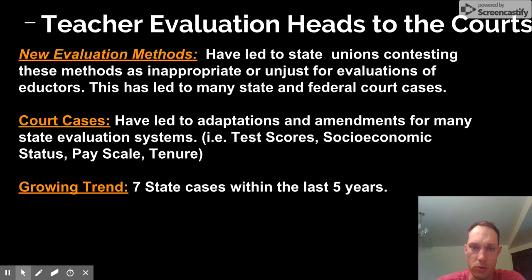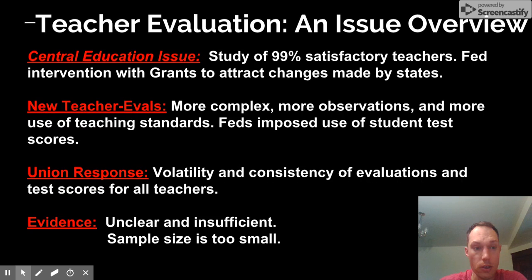And then pay scale being determined by your evaluation, and the tenure process linked to evaluation, has been somewhat controversial as well recently. The third article that I read was the teacher evaluation overview. This was talking about how in the past, the majority of teachers were just being held as satisfactory. Only 1% of the teachers were not meeting satisfactory levels. The federal government thought this was an issue, and so they started making enticements and creating grants to attract changes to be made by the states.